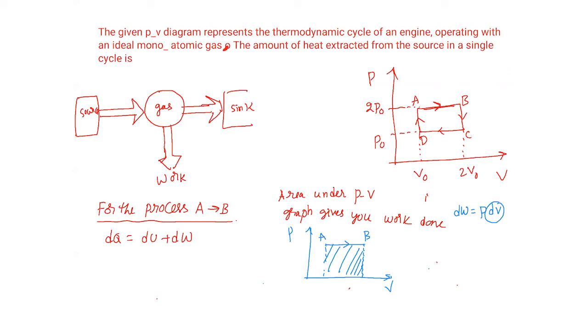Okay. Now, I don't stop here. I'll take the ideal gas from B to C. Now tell me, children, what is the work done from B to C? Work done from B to C is zero. Why? Because it is an isochoric process. Okay. Tell me, children, what is the work done from C to D?